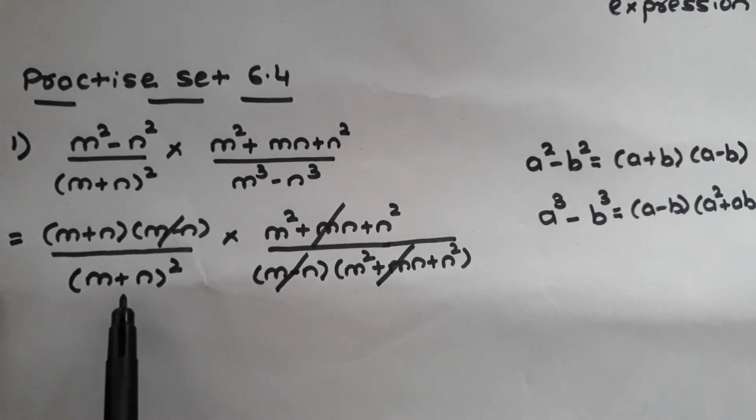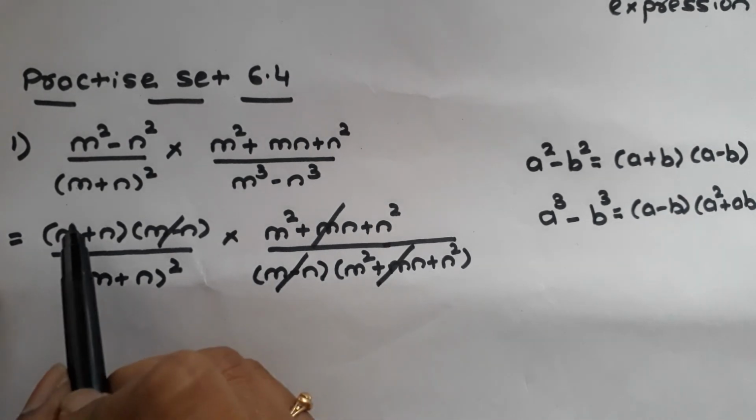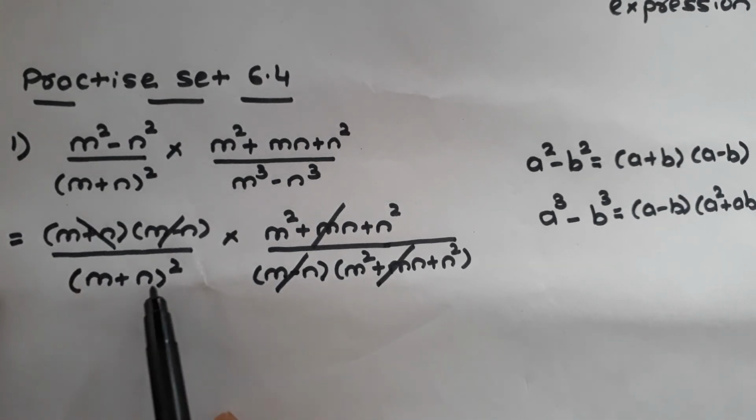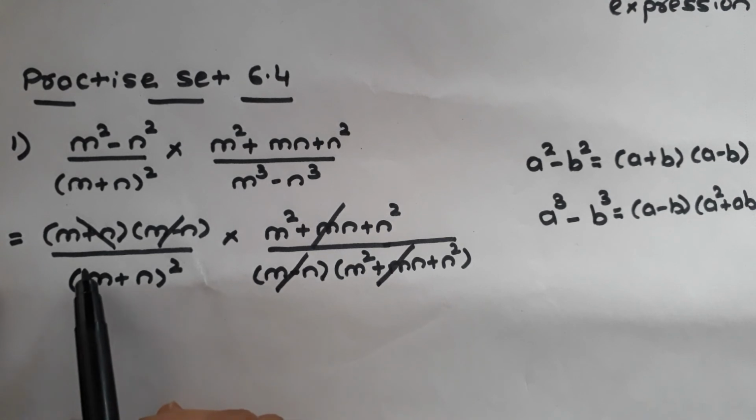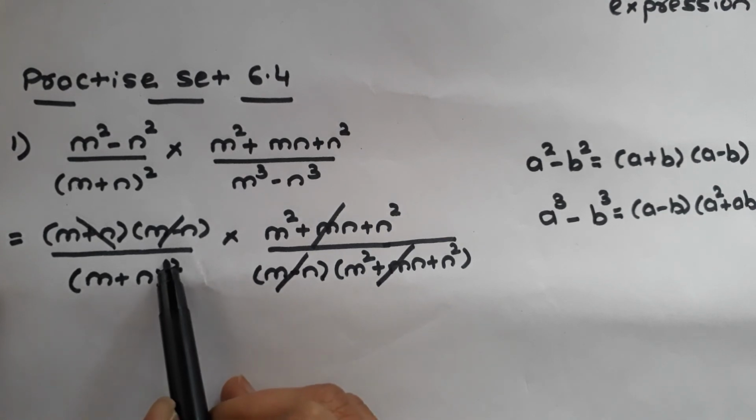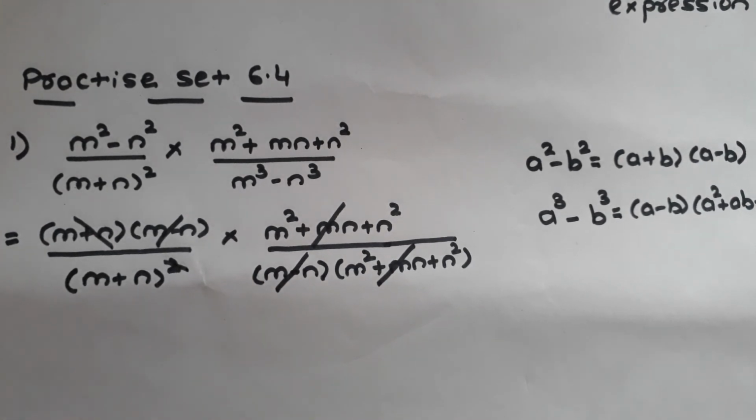Now in the denominator it is the square of m plus n. That means m plus n into m plus n. So one m plus n cancels out. But when you cancel m plus n in the denominator, you will not cancel the whole m plus n, you will cancel the power 2.